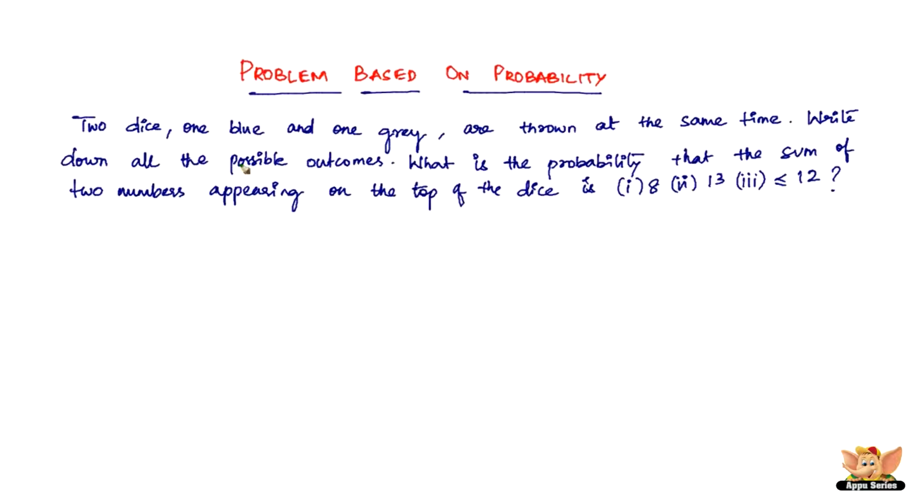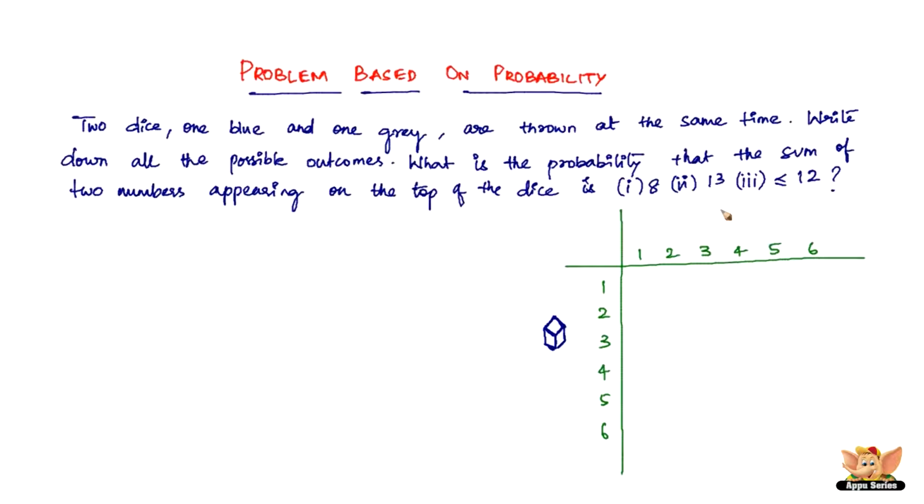So now the first question is, they say write all the possible outcomes. So let's draw a table, something like this, right? One is the blue dice, so let this be the blue dice. And then we've got a gray dice. So here we've got a blue die and here we've got a gray dice. Of course, there are numbers on it. Now what are the possibilities? What are the total outcomes?